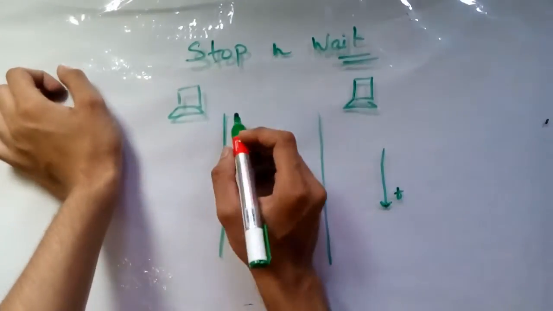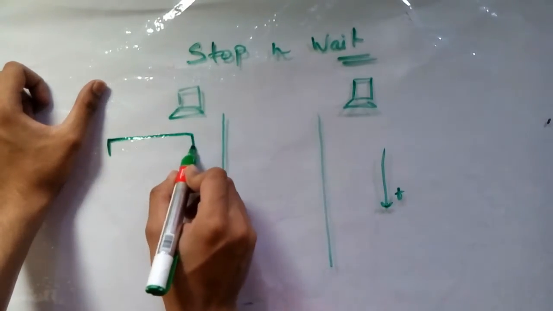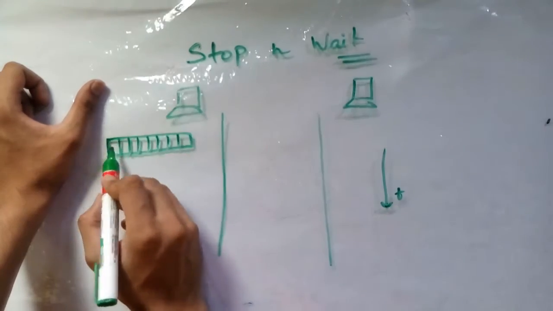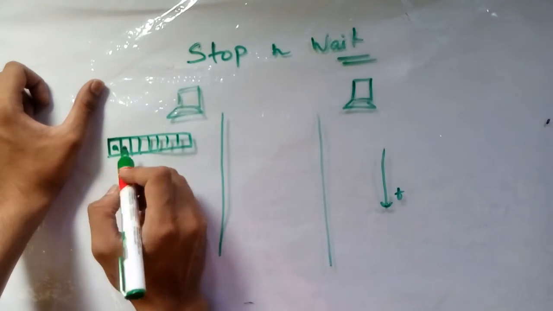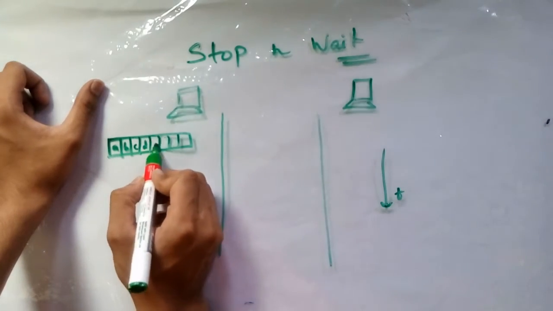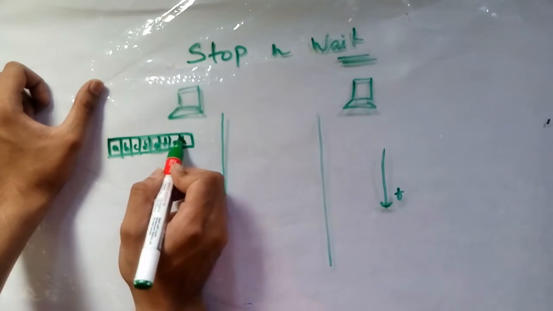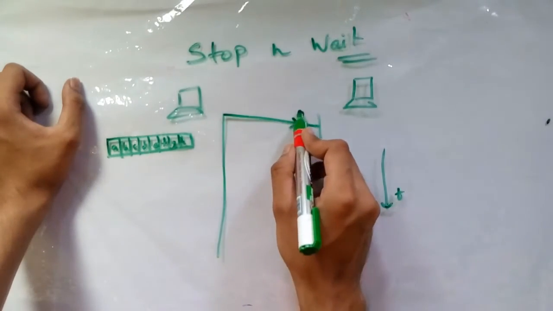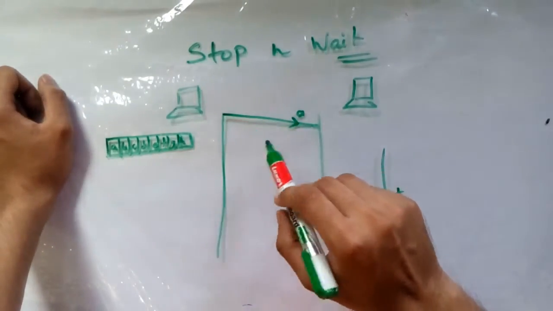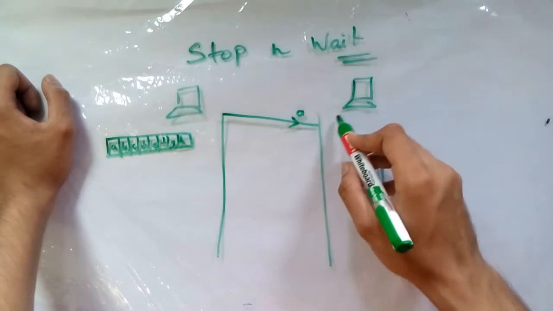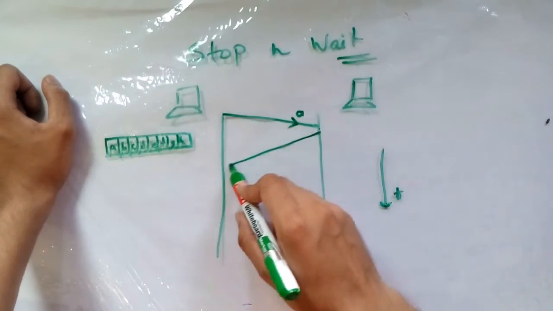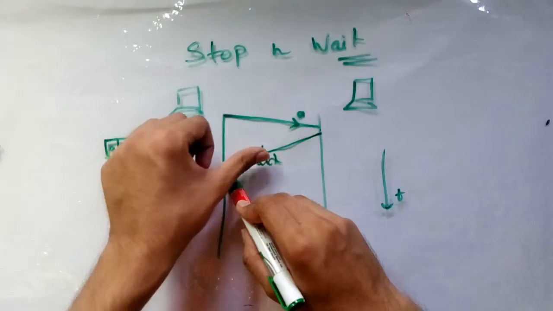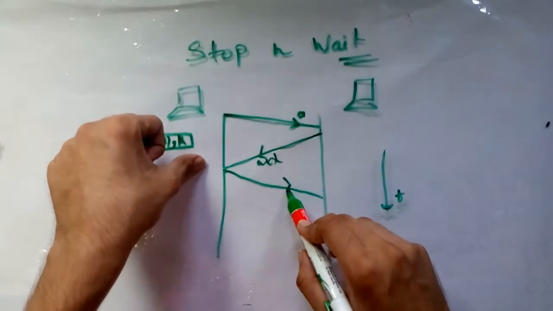So suppose I have these packets. Suppose each packet contains a letter, one letter each: A, B, C, D, E, F, G, H. Suppose there are 8 packets. Now the sender sends one packet, A. The sender won't send the next packet until the receiver sends an acknowledgement for A, saying that yes, you have sent me A and I have received A, now send me the next packet. As soon as this acknowledgement is received, the sender sends the next packet.